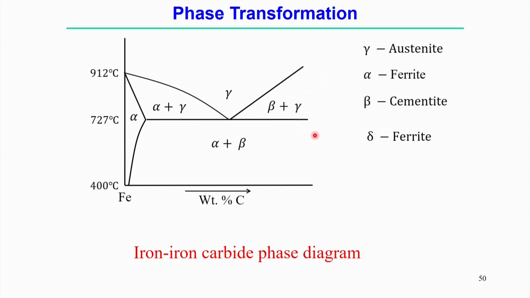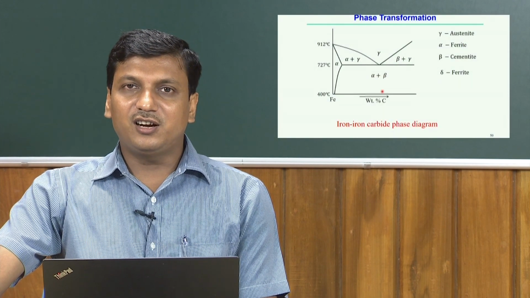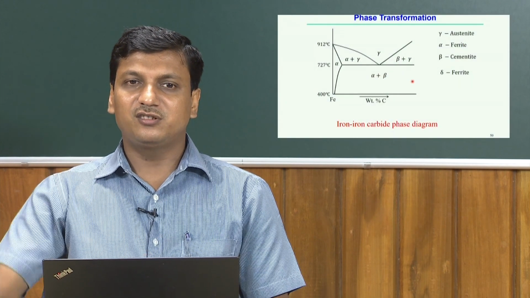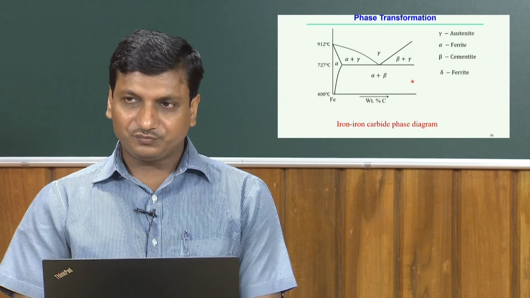So, at this position the mixture of two phases exists, the beta phase and the gamma phase, that means austenite plus cementite. And here you can see this zone has two different phases, the ferrite and cementite mixture, but there is no existence of the austenitic phase in this zone. That means that zone is defined over a certain temperature range.